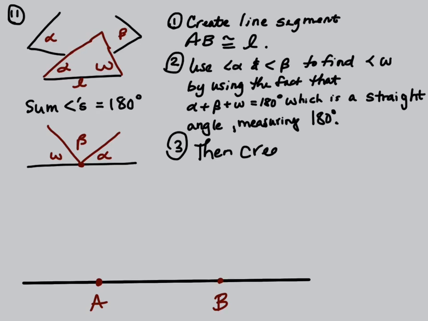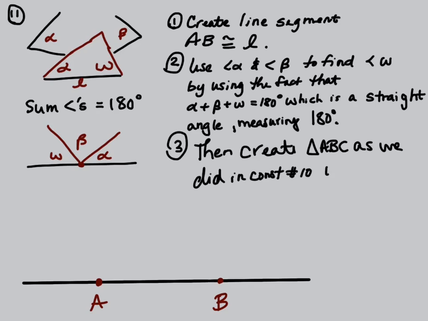So once we have angle omega, then create triangle ABC as we did in construction number 10, using angles alpha and omega, or you could use beta and omega if you prefer. And then we are done with the construction.